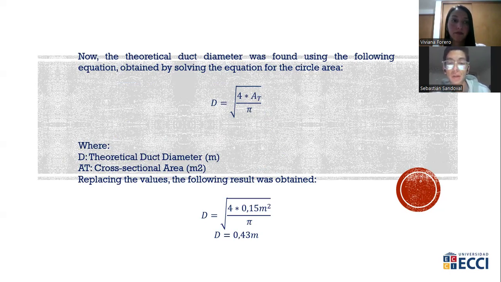Now, the theoretical duct diameter was found using the following equation, obtained by solving the equation for the circle area. D equal to the square root of 4 times AT over pi, where D is the theoretical duct diameter and AT is the cross-sectional area. Replacing the values, the following result was obtained: D equal to 0.43 meters.